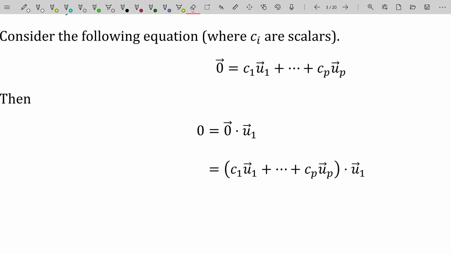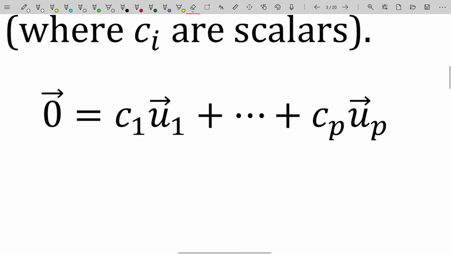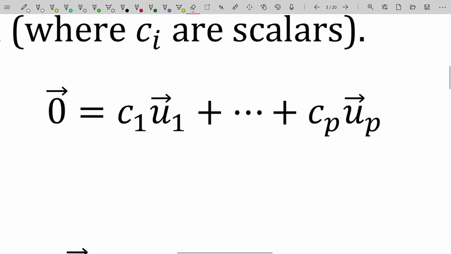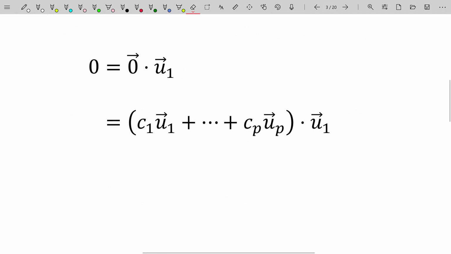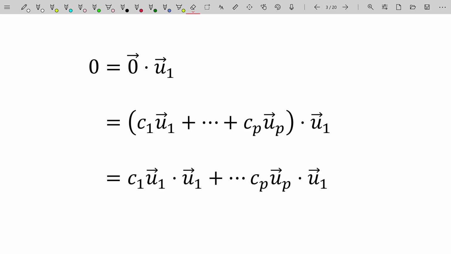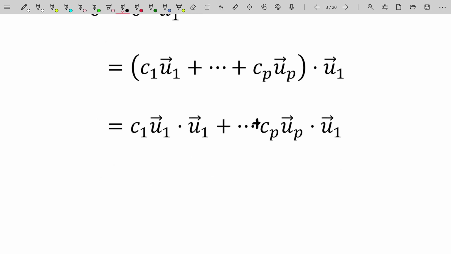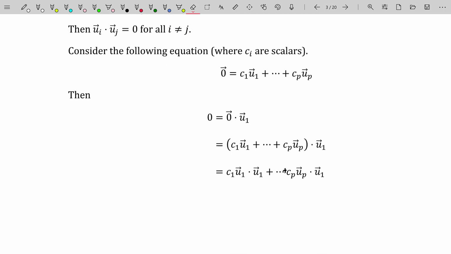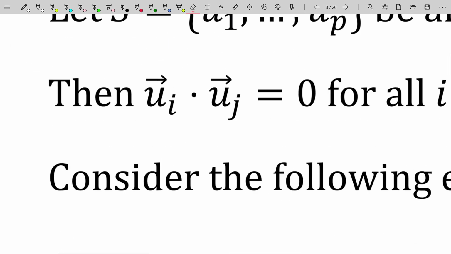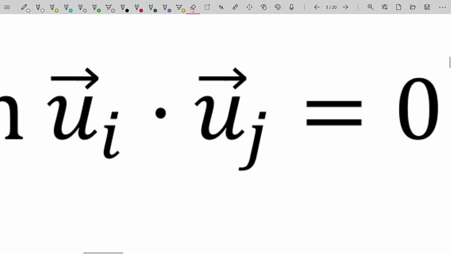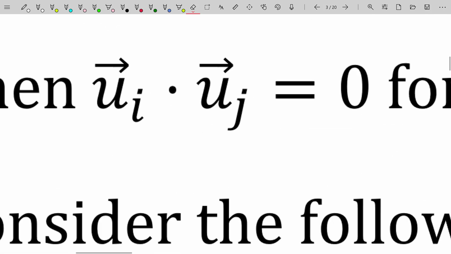But that is equal to, since we know that the 0 vector is this linear combination of the vectors from S, our orthogonal set, then we can trade that 0 vector out for that linear combination, and then we can use the properties of the dot product to rewrite that as this. All I did was use distribution there. And by the way, I'm missing a plus right there. But remember, each of our vectors is orthogonal to each other. That is, if i is not equal to j, then u sub i dotted with u sub j should be 0.